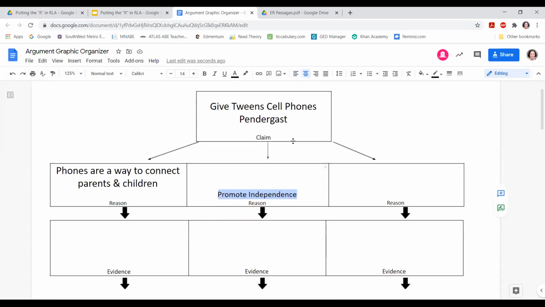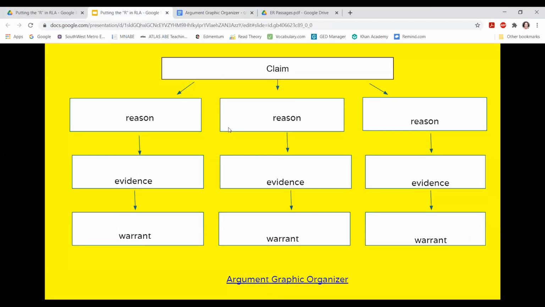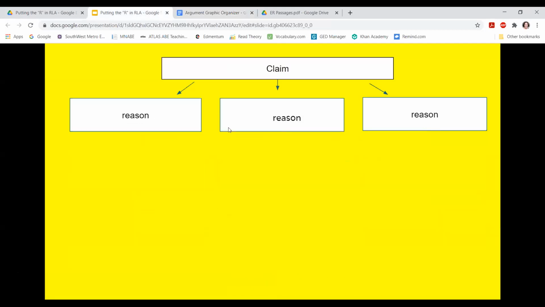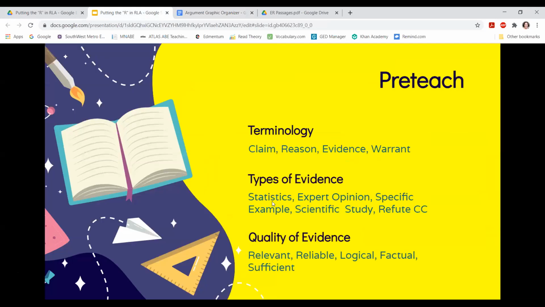Okay, I recognize this is difficult thinking. The language is not particularly challenging, but the thinking involved is challenging. It's not what we normally do on a day-to-day basis. So the next thing is, what kind of evidence did the author give? And this is where I would refer back. The students actually have a handout to remind them: statistics, expert opinion, specific example, scientific study, refute the counterclaim.